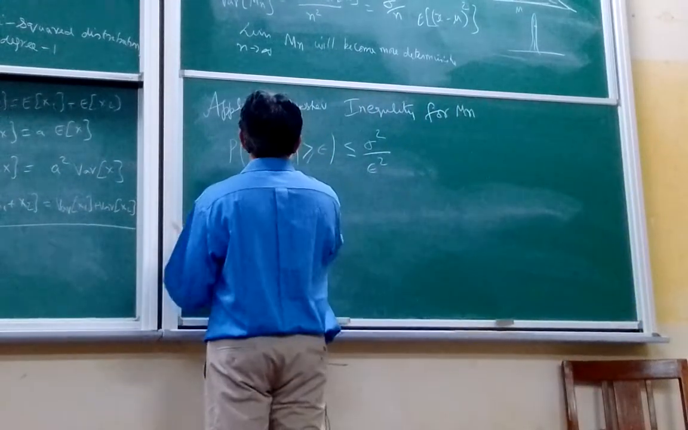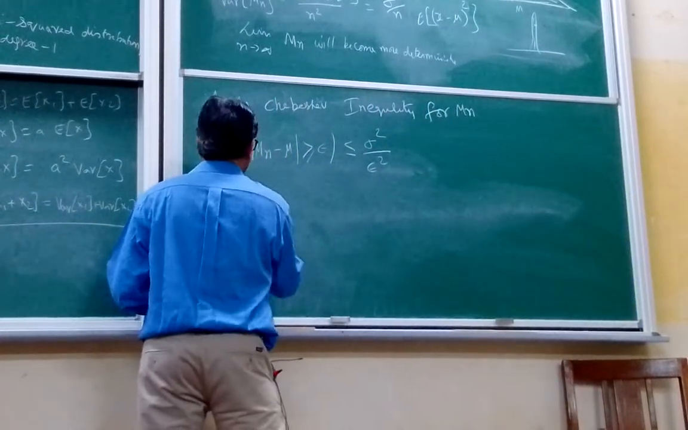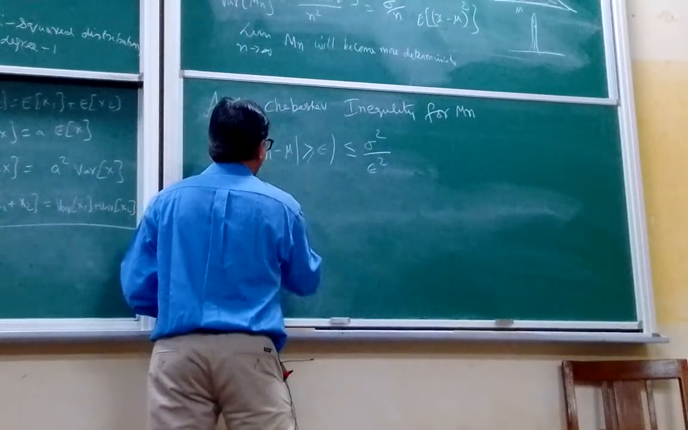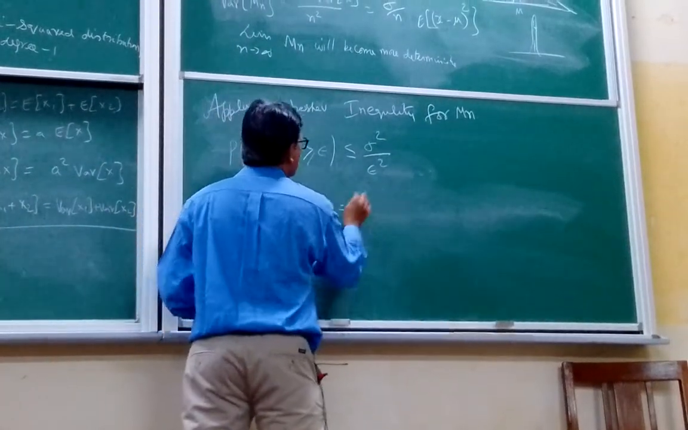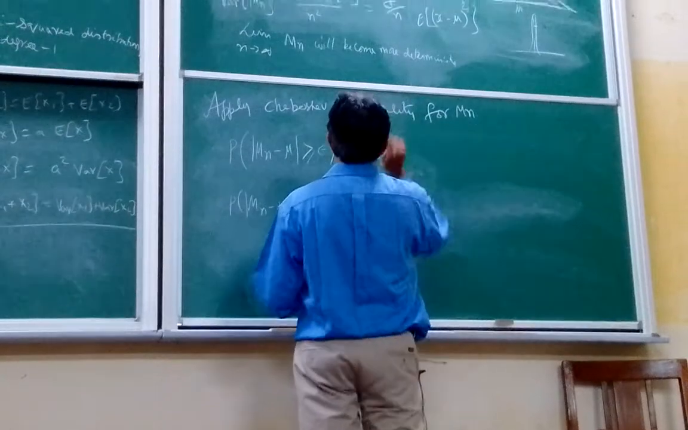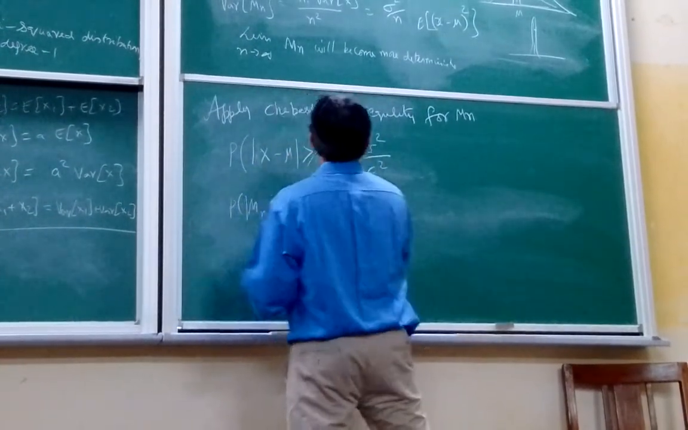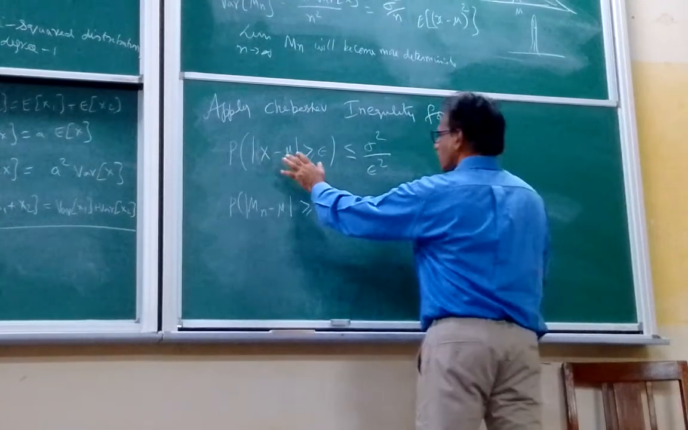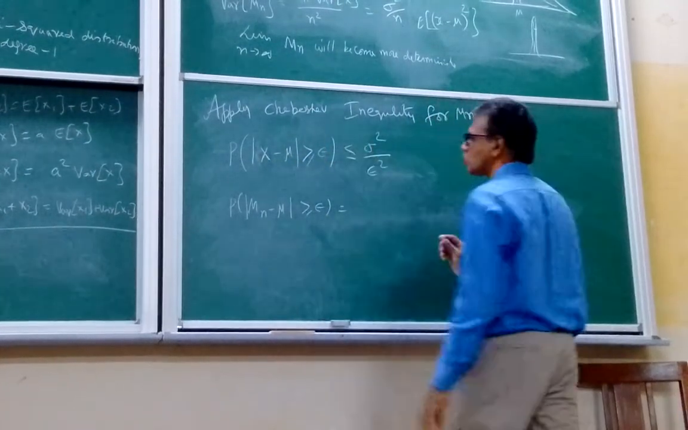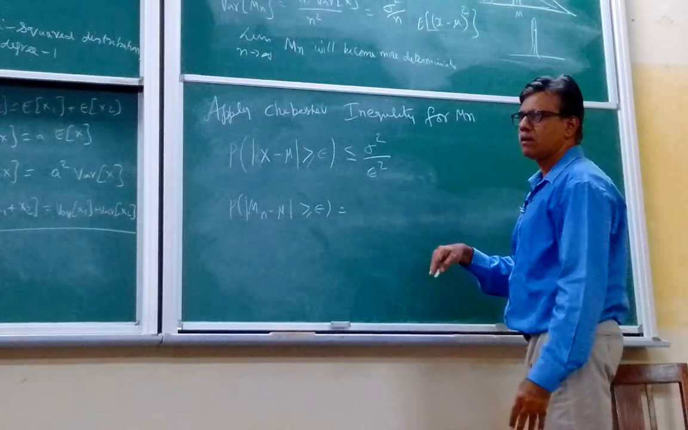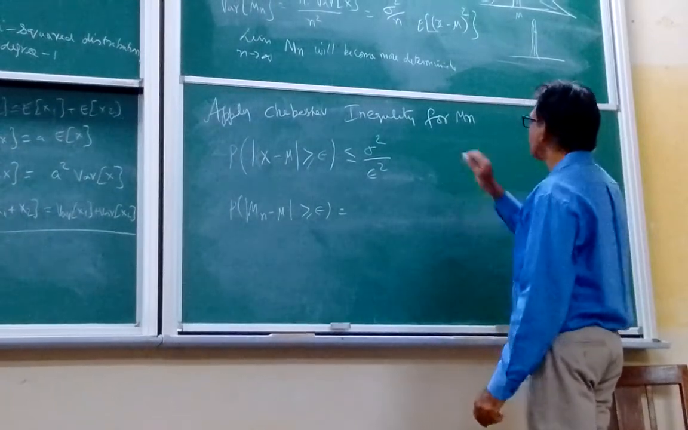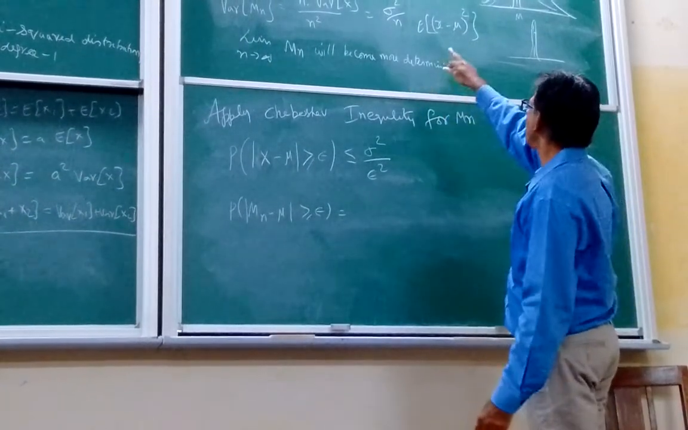So this is true for any X with a mean mu and variance sigma squared. This is what is true. We will apply it for M1. For M1, what happens is its variance is sigma squared by n.